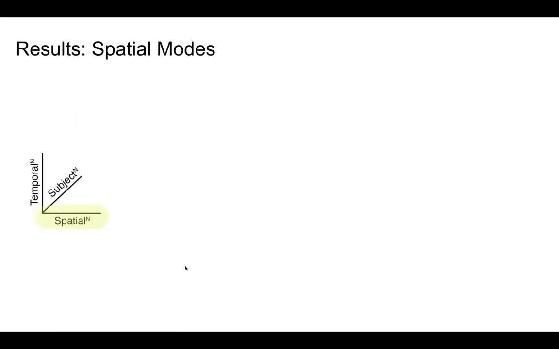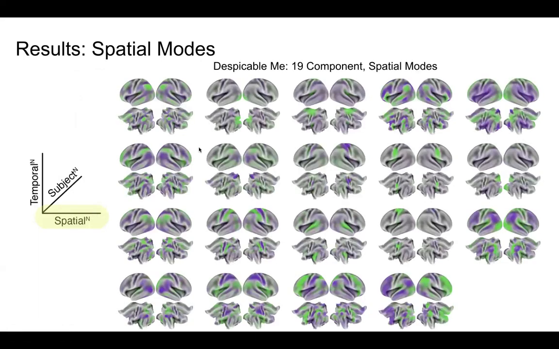So now I'll get into the results and show you the components. And what we'll do first is we'll look at the spatial modes. So I'll just throw all of them up here. This was from the movie Despicable Me. Again, that was the 10-minute movie, and we ended up with 19 different components. And what I'm showing you here are these spatial modes of the components. And you can see some familiar looking networks, maybe visual or default mode, somatomotor. Definitely some familiar looking things, at least subjectively, are popping out.